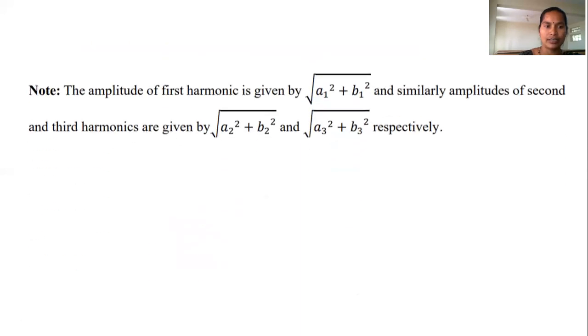Lastly, as a note, sometimes they ask to find the amplitude of the first harmonic. As we know, the first harmonic involves a1 and b1, so the amplitude of the first harmonic is given by the square root of a1 square plus b1 square. Similarly for the amplitude of the second and third harmonics: for the second harmonic we have the square root of a2 square plus b2 square, and for the third harmonic the square root of a3 square plus b3 square respectively.